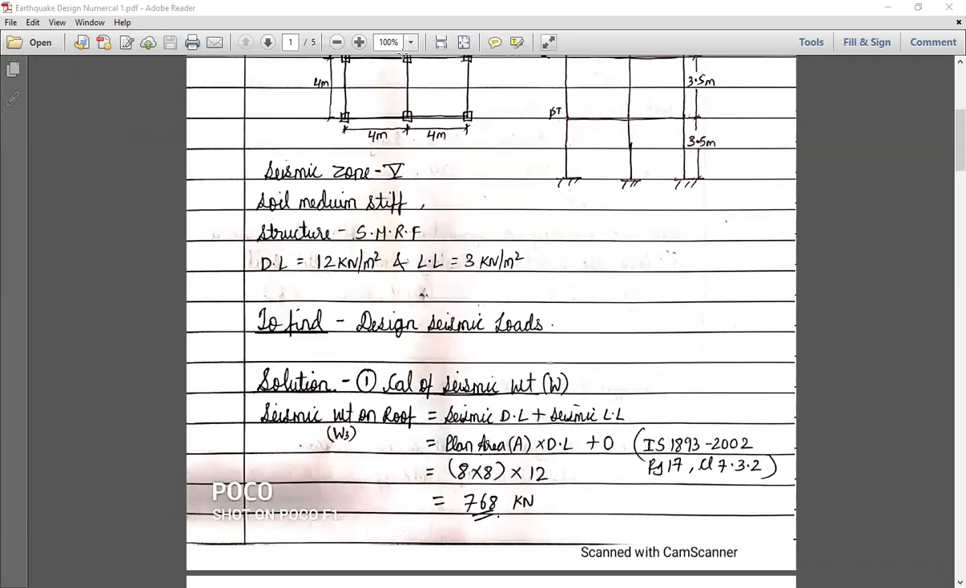Yes, am I audible? Yes, am I audible, everyone? Did everyone understand the first step, the seismic weight on the roof? Yes, what about others?